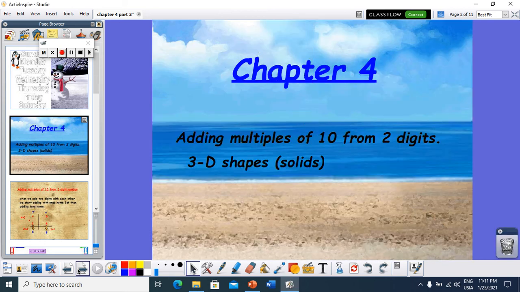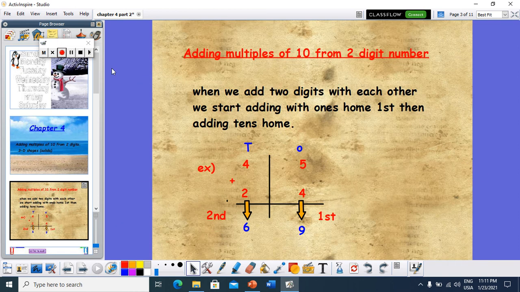Okay, today we are going to continue chapter 4, which is talking about adding multiples of 10 from 2 digits and 3D shapes which are solids. Let's start the first topic together.